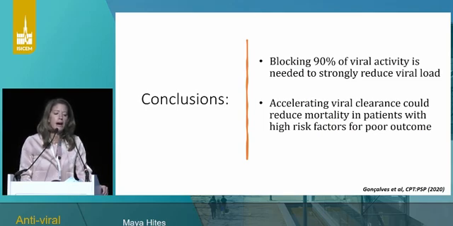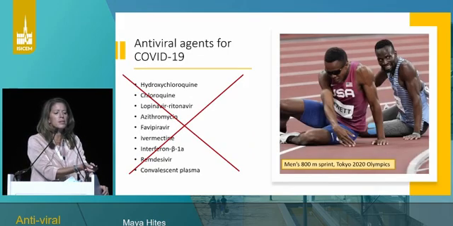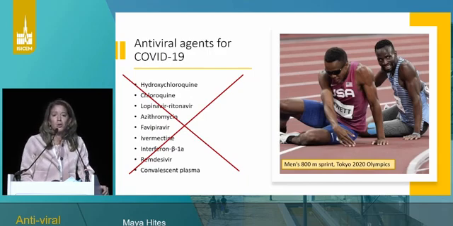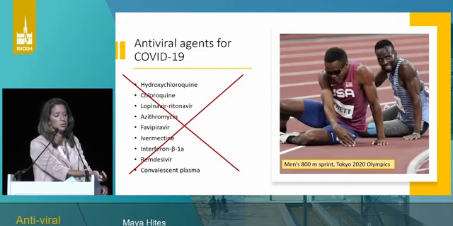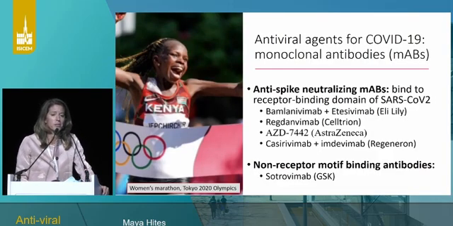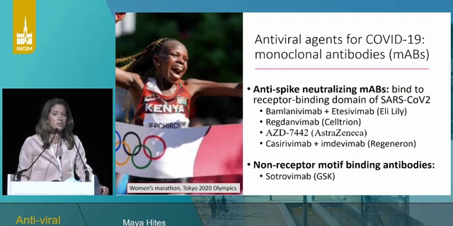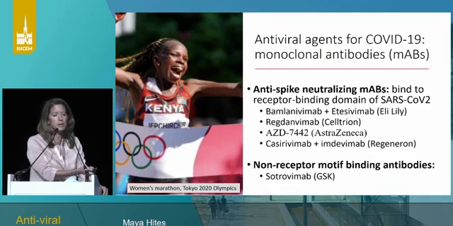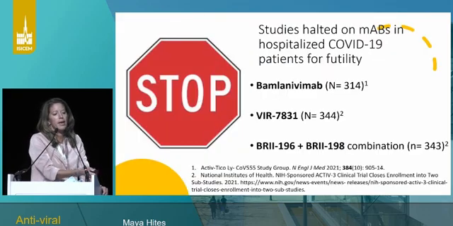Furthermore, accelerating viral clearance could reduce mortality in patients with high risk factors for poor outcome. Nevertheless, we've come a long way over time, and a number of antiviral agents have been tested for COVID-19, and few have been found to be efficacious. And it's taken really longer than a marathon to finally identify, at the end of last December in 2020, that actually monoclonal antibodies might be of interest.